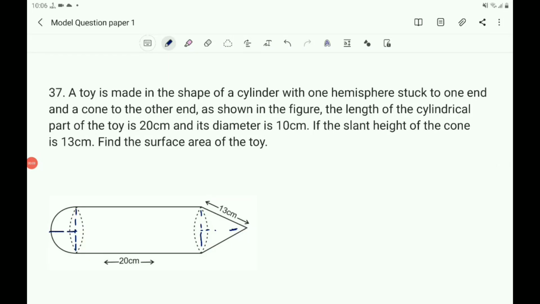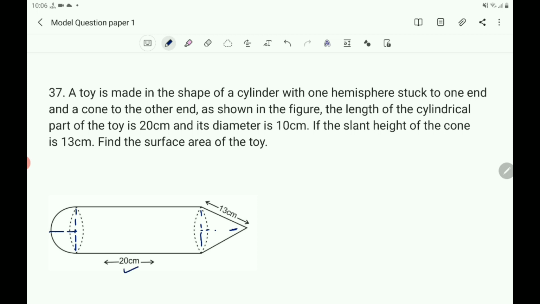Now the question number 37. A toy is made in the shape of a cylinder with one hemisphere stuck to one end and a cone to the other end as shown in the figure. The length of the cylindrical part of the toy is 20 cm and its diameter is 10 cm. If the slant height of the cone is 13 cm, find the surface area of the toy.